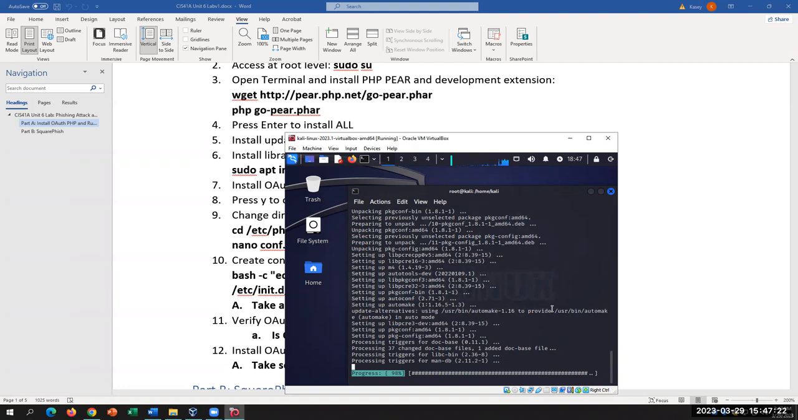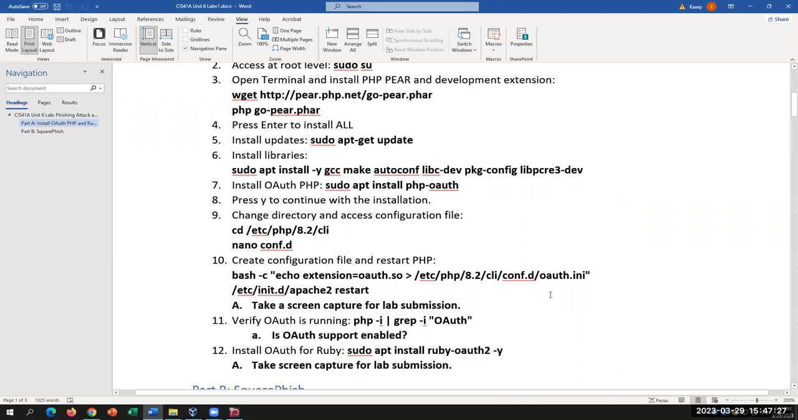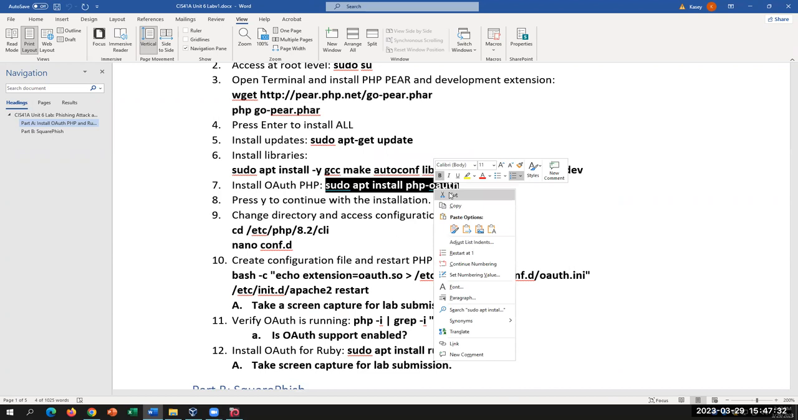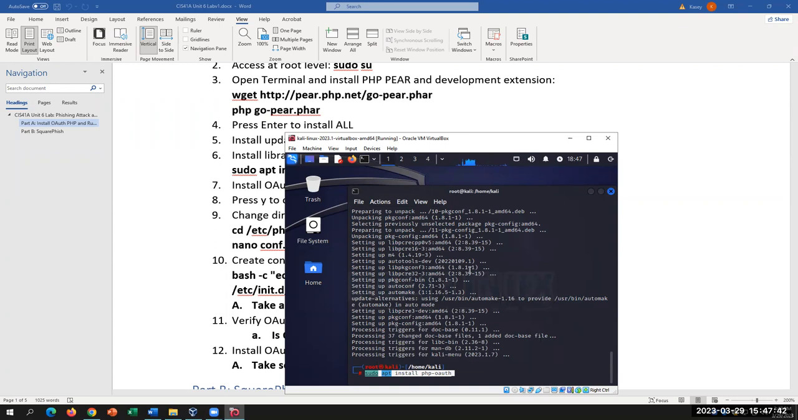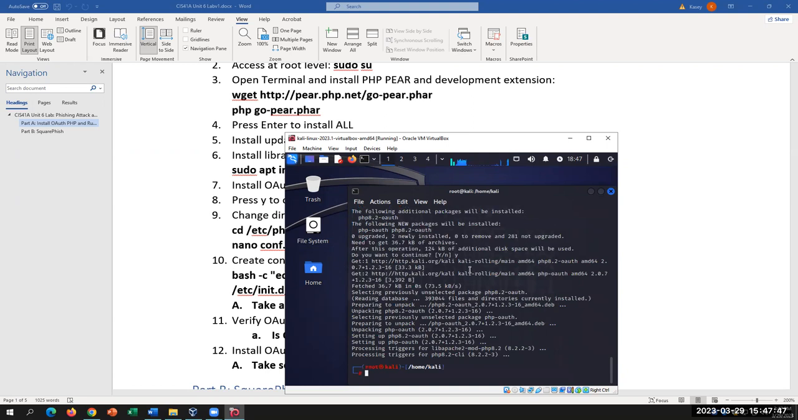Okay, so we're good there. And once we have that, we're just going to do the PHP OAuth. So this is where we actually install. All of this stuff is the preparation before we install. And we're going to press Y to say yes to install, and it's going to take a few seconds. So we're good. So now you already have it.